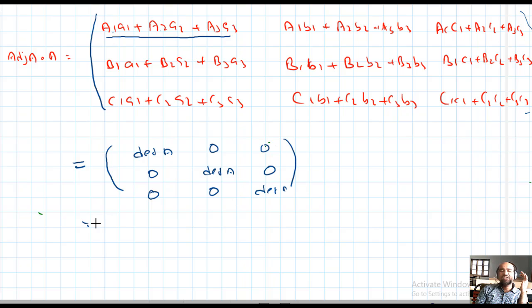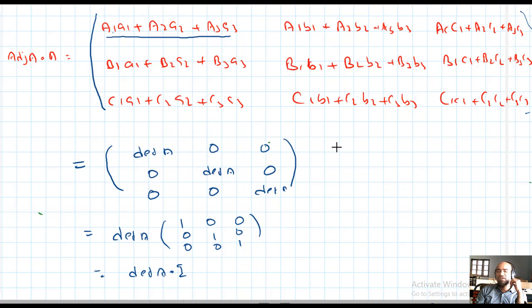So from each column I can take det A common. This is not a determinant, don't think so. For each column, det A into det A into det A, that is not correct. I am not finding a determinant, just a matrix application. That is why only one det A times the matrix 1, 0, 0, 0, 1, 0, 0, 0, 1. So what I got: det A into I.